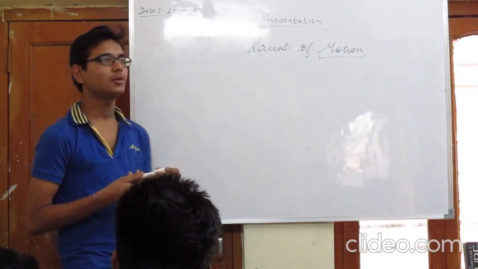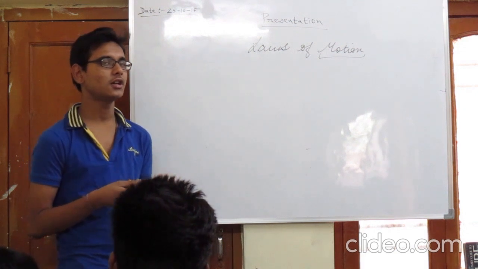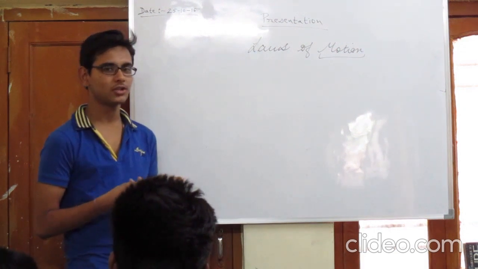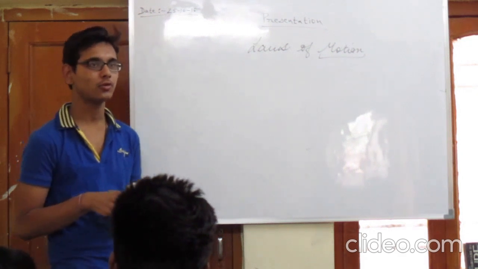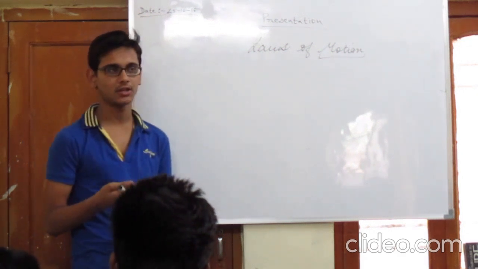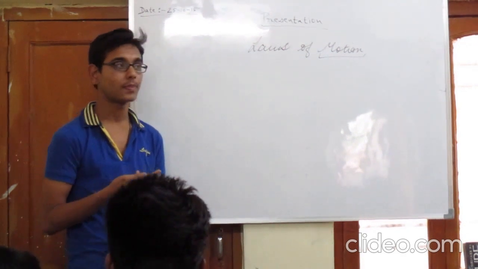We have learned about the law of inertia, but what does the word inertia mean? Inertia is an inherent property by virtue of which a body cannot change by itself its state of rest or of uniform motion. There are three kinds of inertia: inertia of rest, inertia of motion, and inertia of direction.